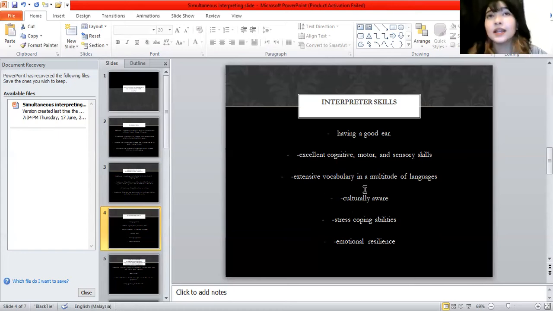Which is, let's say, your target language is Korean and your source is English, and you must have an extensive vocabulary in Korean so that you can interpret it correctly.